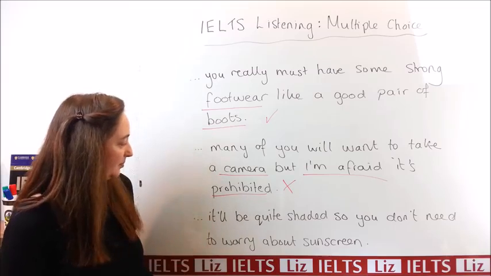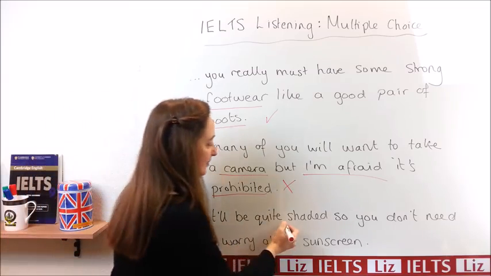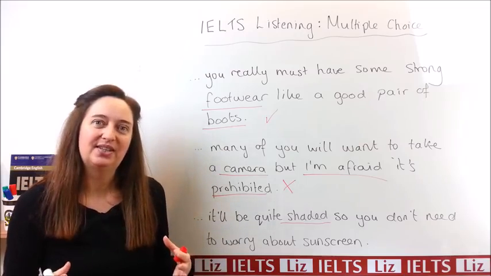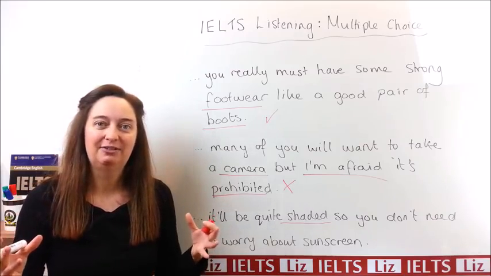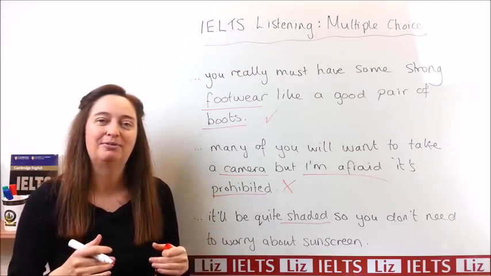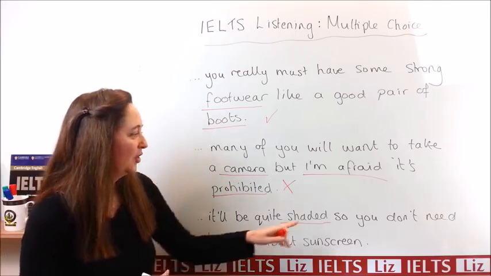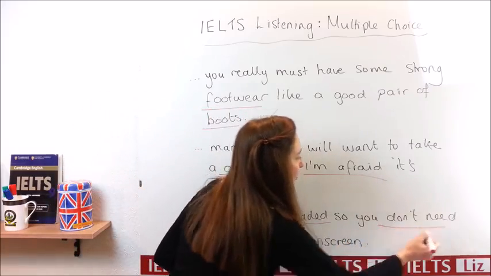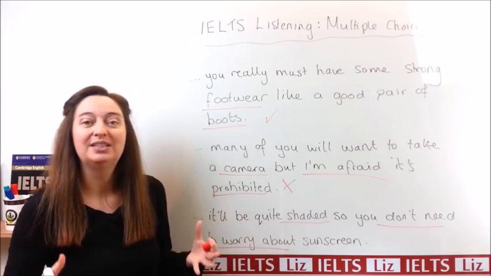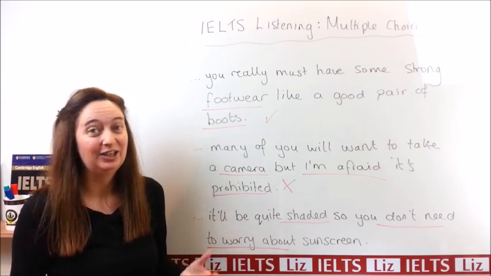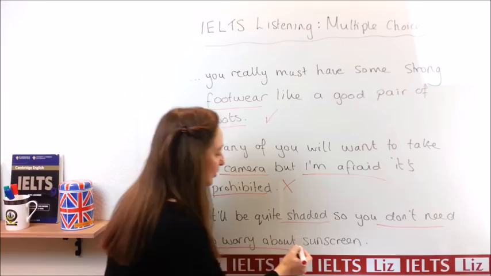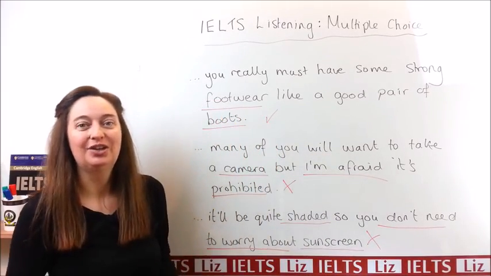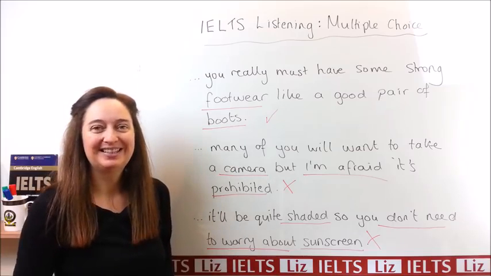The next one. It'll be quite shaded. Now, shaded means protected from the sun. There are so many trees in the rainforest, the sun cannot come through. It's shaded. So you don't need to worry about. You don't need to worry about means you don't need it. It's not necessary. You shouldn't take it. You don't need to worry about sunscreen. So that's the next option gone. Let's look at the others.